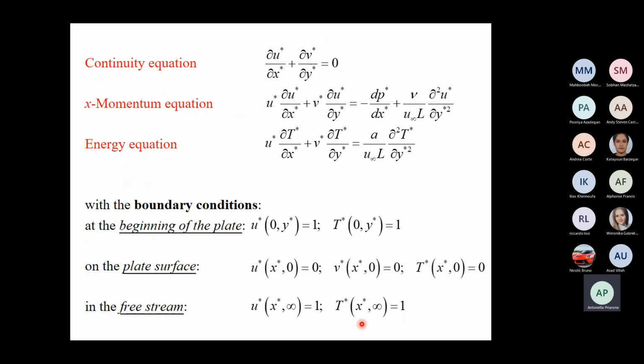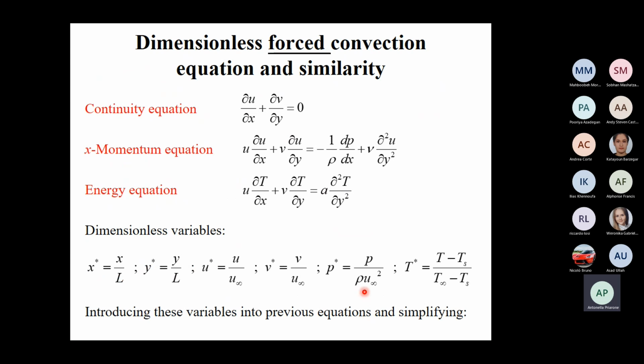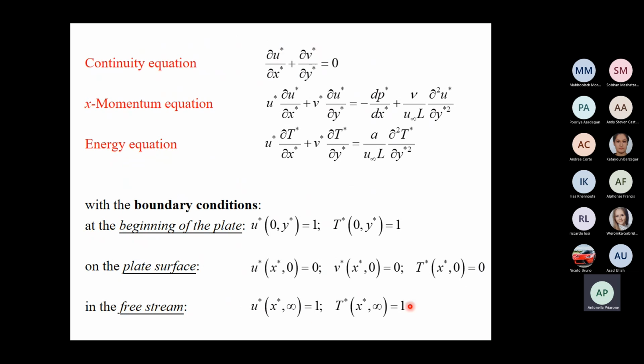If u is equal to u infinite and t is equal to t infinite on the free stream, it means that again u star is equal to 1 and t star is equal to 1. And this is what I can read here. Okay, is it clear for all of you?